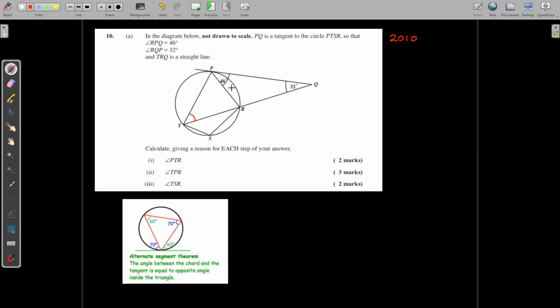Let me just fill in some things. So this angle right here, it's angles in a triangle add up to 180. So this is 46, 32. So that's 78. So 180 minus 78, that's 102. So if that is 102, this angle right here is 78. It's angle on a straight line.